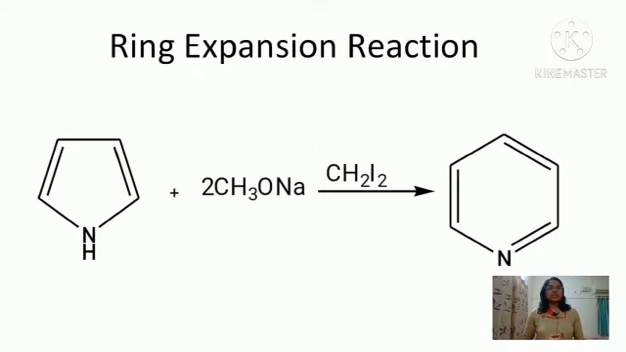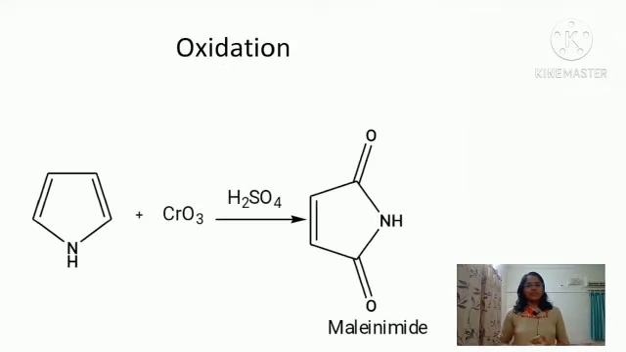Next is the ring expansion reaction. Pyrrole is a 5-membered ring. It can be expanded to a 6-membered ring by treating pyrrole with diiodomethane and sodium methoxide, and then we get pyridine as the compound. That is, pyrrole is 5-membered and pyridine is a 6-membered ring, so the 5-membered ring gets expanded to a 6-membered ring. Next, we can discuss the oxidation reaction. When pyrrole undergoes oxidation with chromium trioxide in sulfuric acid, we get maleimide as the product.